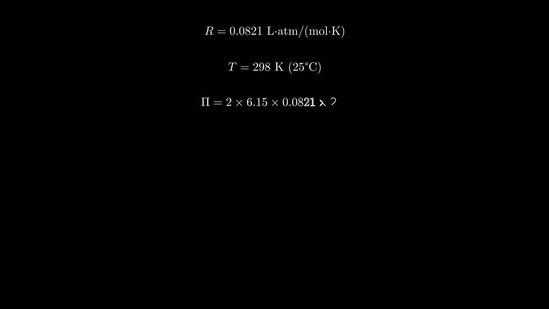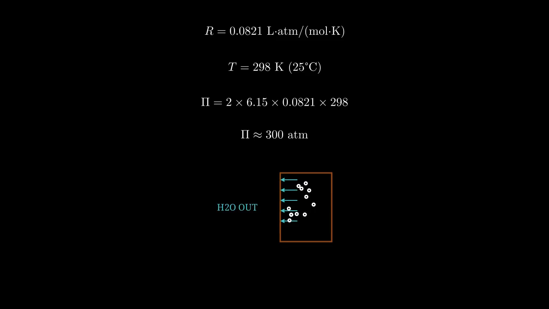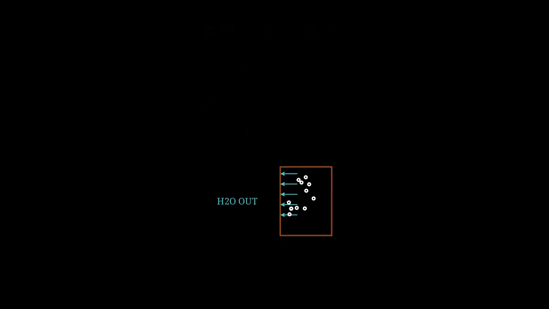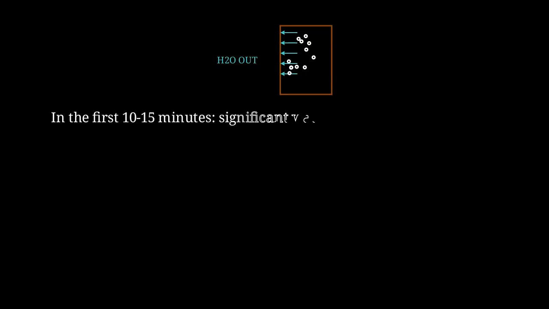Plugging these values in, 2 times 6.15 times 0.0821 times 298. This gives us an enormous osmotic pressure of about 300 atmospheres. This massive pressure drives water molecules out of the meat tissue in the first few minutes of salting. During the first 10 to 15 minutes, you'll see significant water loss from the meat surface.